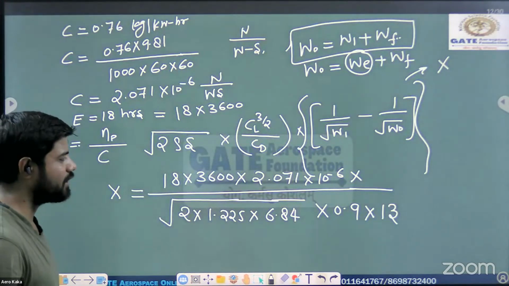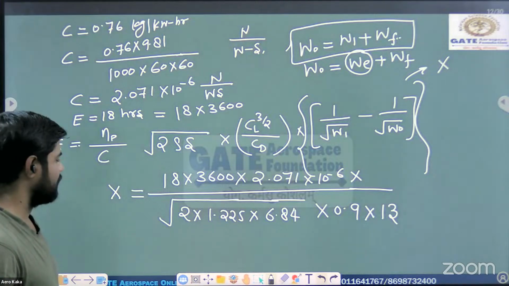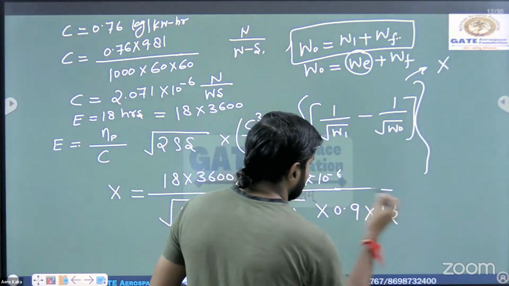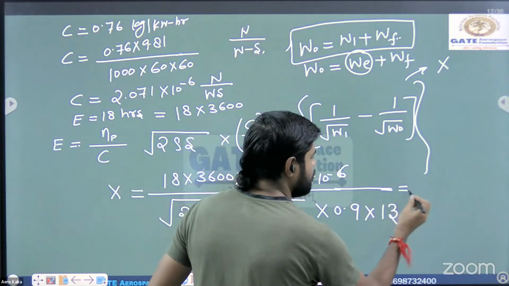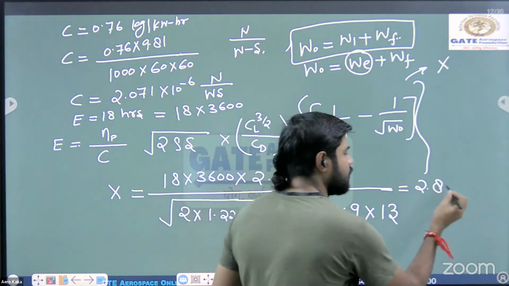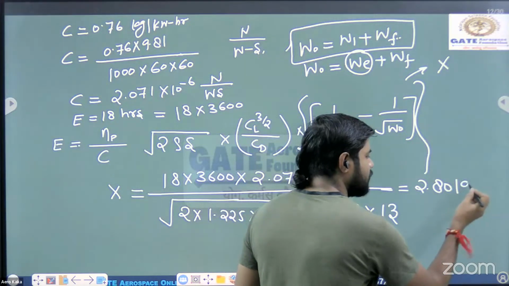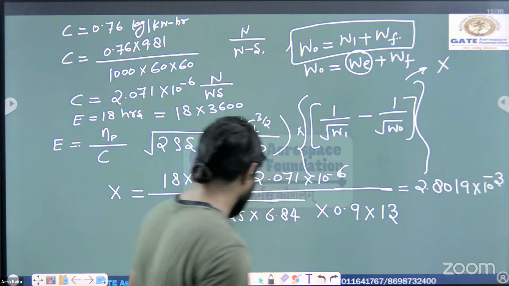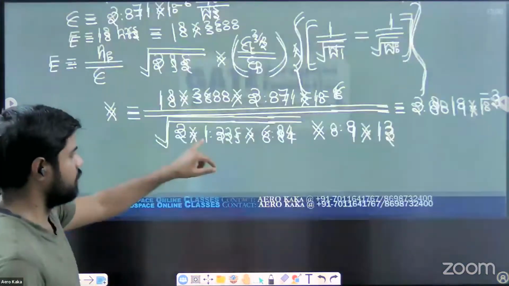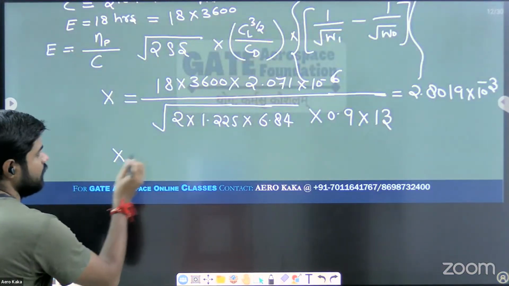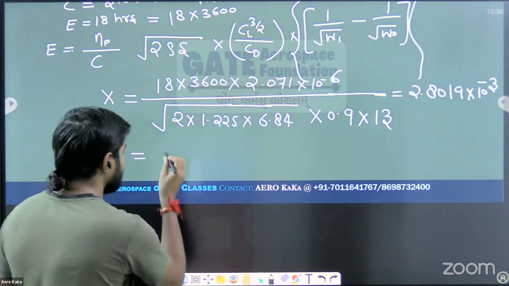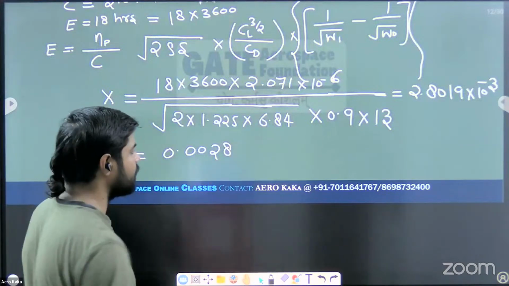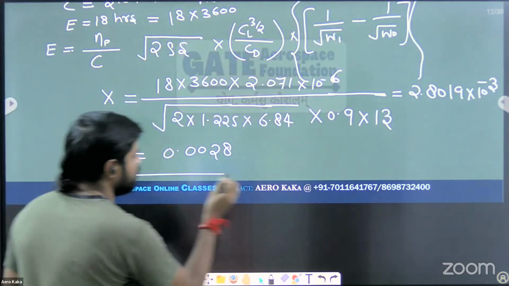Yes, how much are you getting? 2.8019 into 10 to the power minus 3. Yes, sir. Okay. Now, let me write here. You can write 0.0028. That's the value of x.